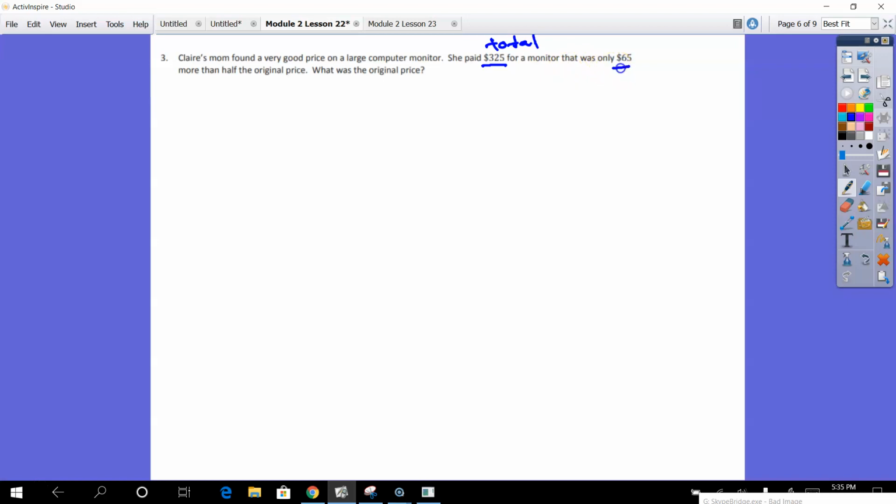The monitor was only $65 more than that addition, half the original price. So half of the original that we don't know, because it says what was the original price. Okay, so half of means to multiply, so half of this original, and it was $65 more than that, gives me a total of $325.